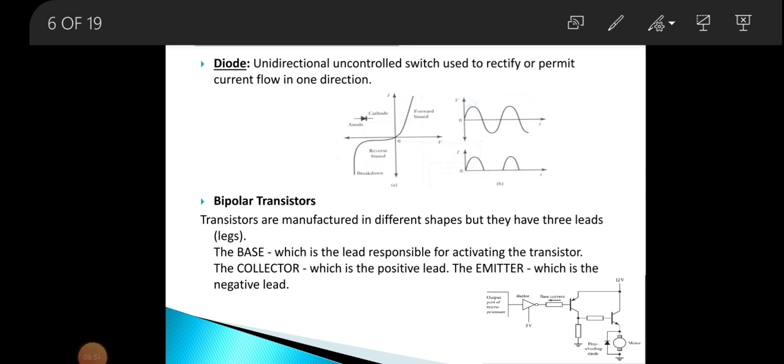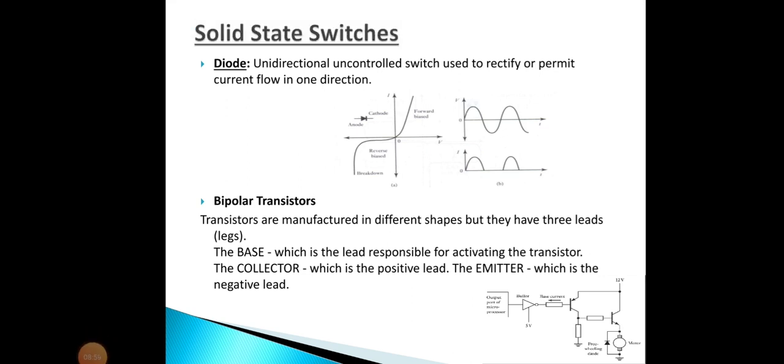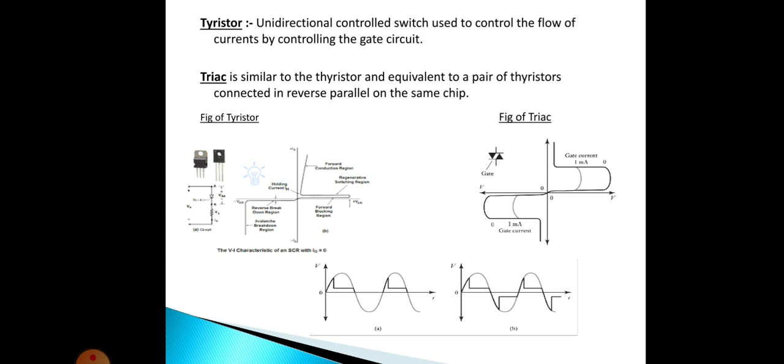The next one we will be seeing is the thyristor. A thyristor is a unidirectional control switch used to control the flow of current by controlling the gate. So using the gate we are controlling the flow of current over here. It gives linearly proportional power. The gate controls when current flows, and it is commonly used in heating control and motor speed control.